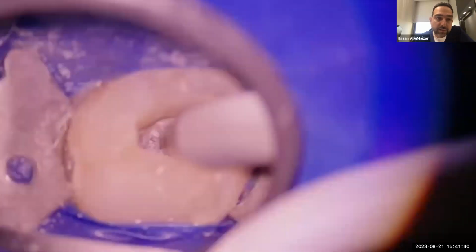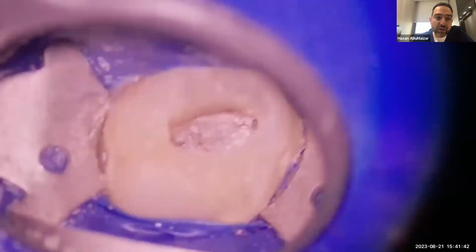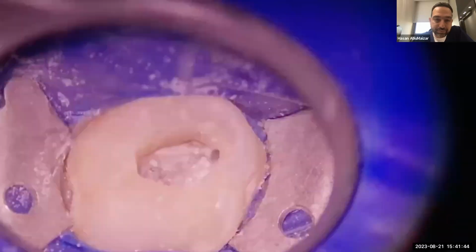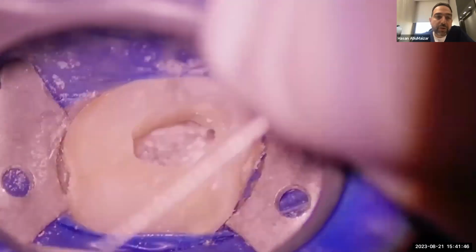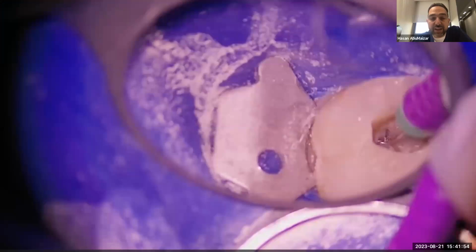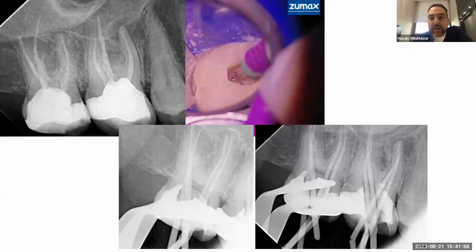Got my hand file. You can see it very clearly over there. And then we can see with the hand file that we could negotiate the mesobuccal 2 canal.